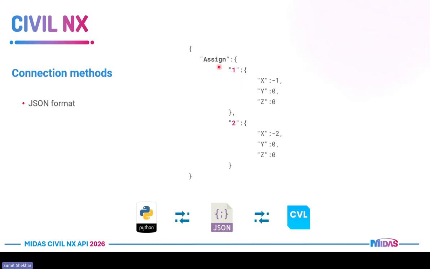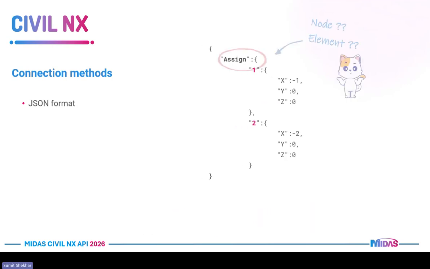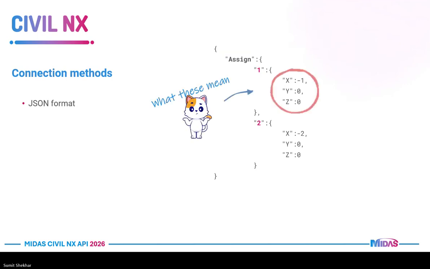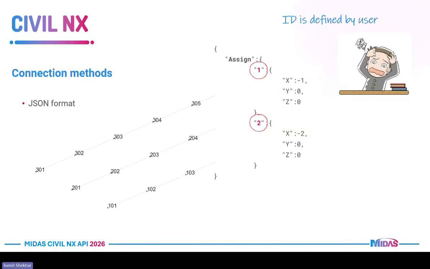Here, suppose we have sent this assign one. It contains the data for nodes: node ID and XYZ position. But with a single assign key, we cannot know whether this represents a node or an element. In a convoluted system, we do not know exactly what these key values mean. And finally, these IDs have to be defined by the user. So these are the three disadvantages of using pure JSON.